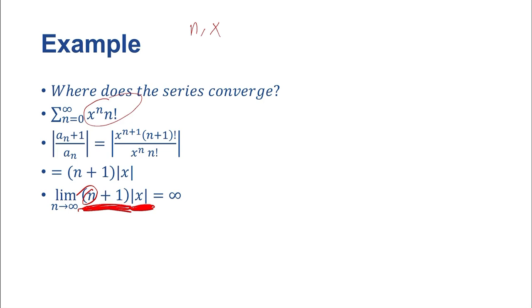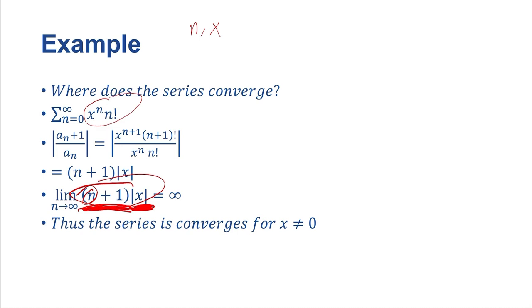So no matter what we choose our x to be, as n goes to infinity, everything's going to go to infinity. So the series converges for nothing unless x is equal to 0. If x is equal to 0, then this whole thing equals 0, but that doesn't help us all that much.